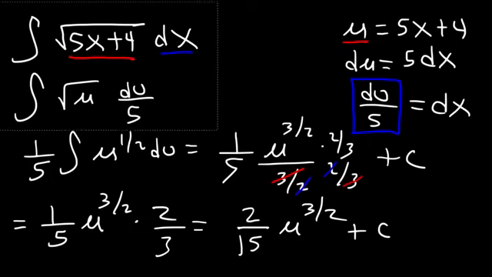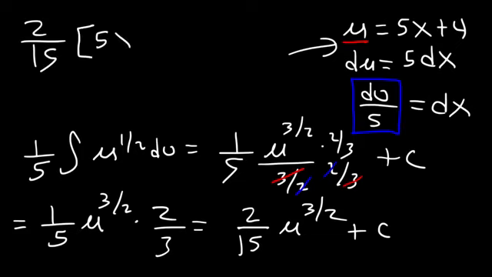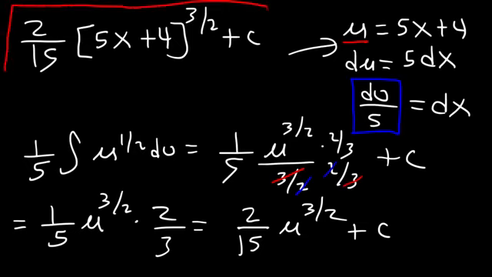So now, to write the final answer, all we need to do is replace u with 5x plus 4. So it's 2 over 15, 5x plus 4, raised to the 3 over 2, plus c. And so that's the solution. So as you can see, u substitution is not very difficult once you get the hang of it. As long as you do a few problems and get used to the method and the techniques employed here, it's a piece of cake.